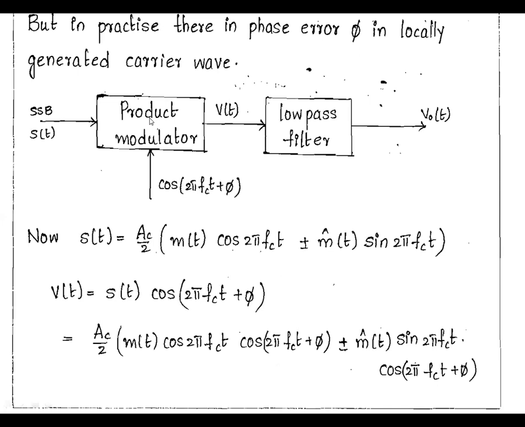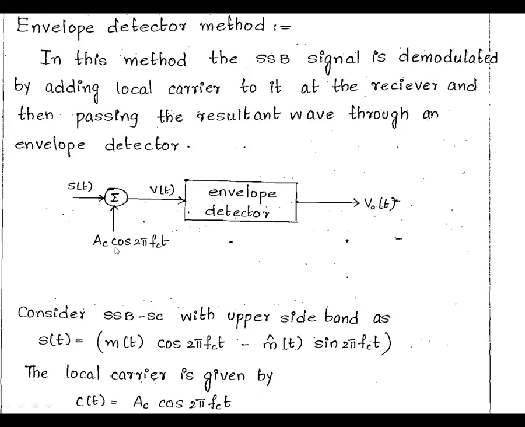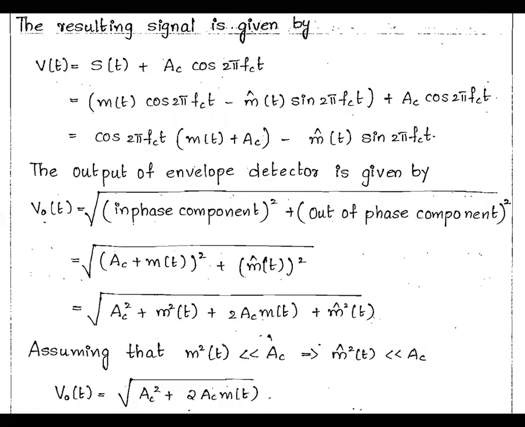In the envelope detector there is an adder. s(t) is added with AC cos 2 pi FC t. That is the v(t) signal: v(t) = s(t) + AC cos 2 pi FC t. The s(t) signal is now m(t) cos 2 pi FC t plus or minus m cap(t) sin 2 pi FC t, for the lower sideband. For simplification of these, v(t) = cos 2 pi FC t [m(t) + AC] + m cap(t) sin 2 pi FC t.